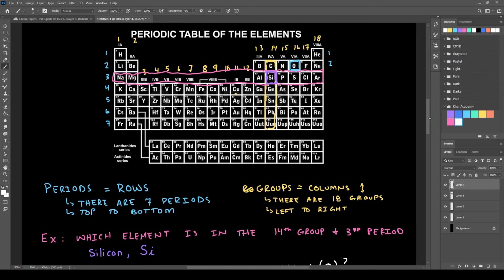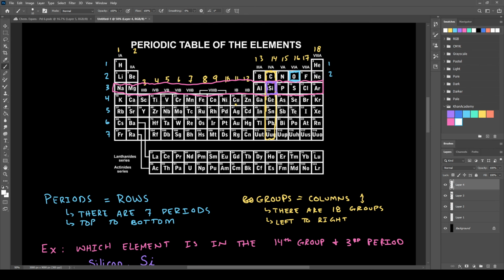That pretty much covers how to navigate the periodic table by periods and groups. Next, we will practice these skills.